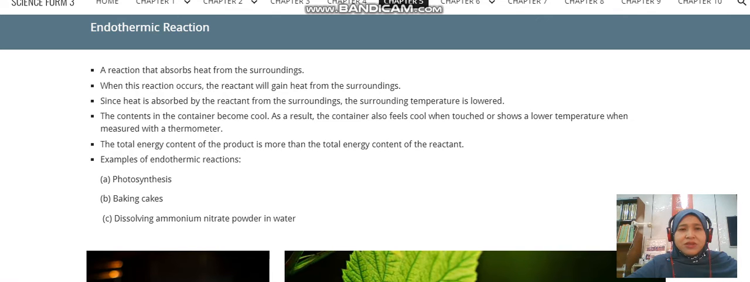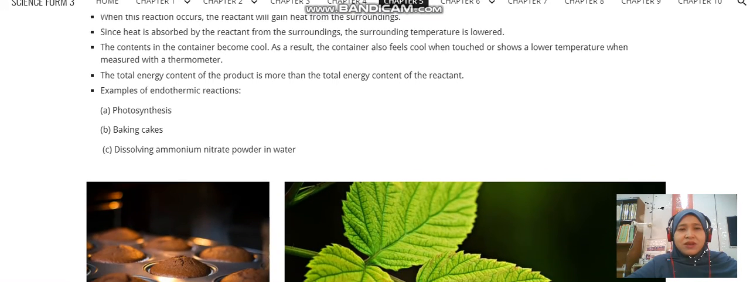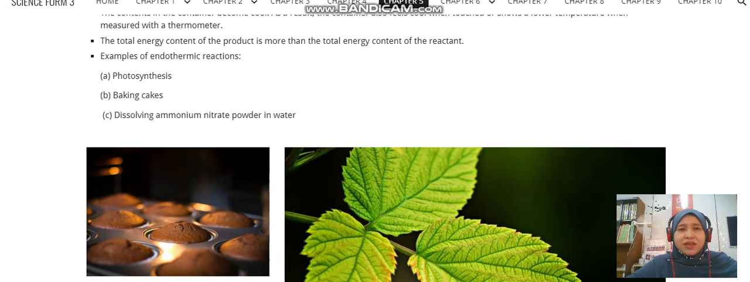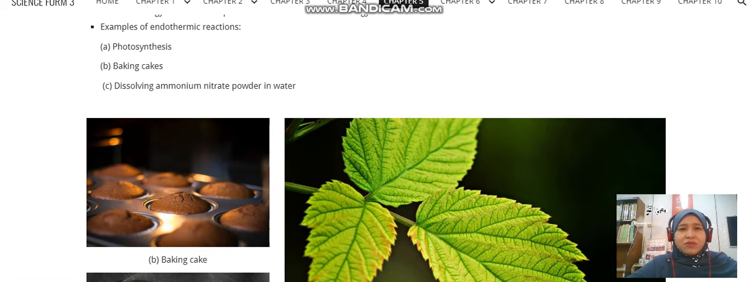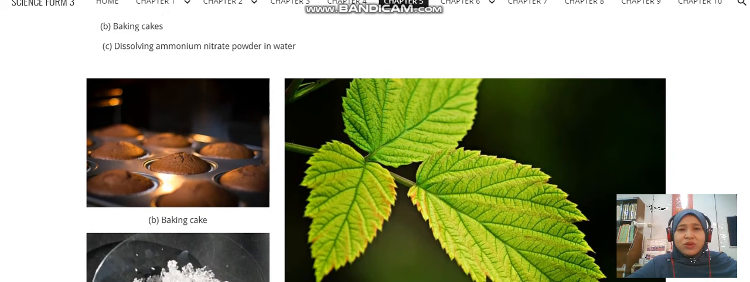Examples of endothermic reactions are photosynthesis, baking cakes, dissolving ammonium nitrate powder in water.